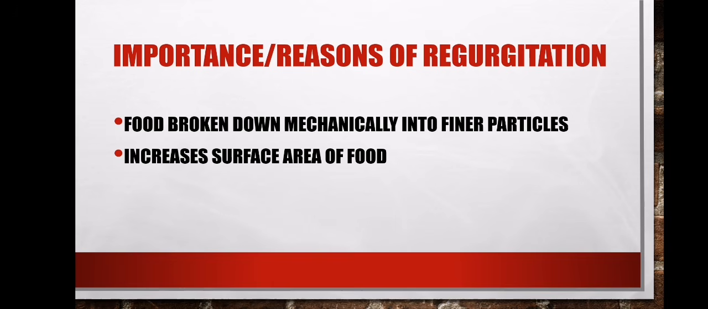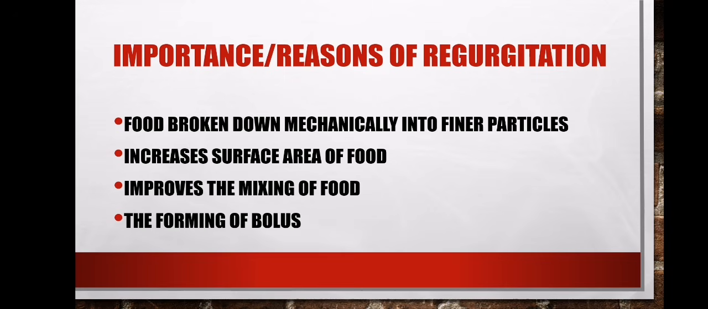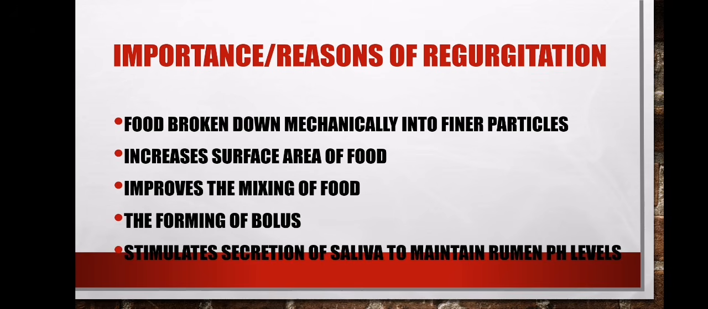2, you can say it increases the surface area of food. You can also talk about that it improves the mixing of food with the saliva. You can also say it's for the formation of bolus. That's what you can check. Then the last one you can talk about, it stimulates the secretion of saliva to maintain rumen pH levels. Please make sure that you are able to recall at least 3 of them. Increases the surface area, improves the mixing of food, or the formation of bolus.